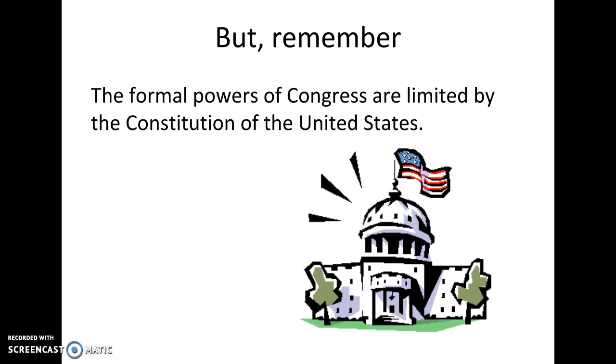And the formal powers of Congress are limited by the Constitution of the United States. So Congress tries to address as many problems as they can, but the U.S. Congress can only deal with federal issues. And later on in the school year, we'll talk about what our state and local governments do with their legislature. But we do have limited power based on federalism of what the U.S. Constitution, the U.S. Congress can do.